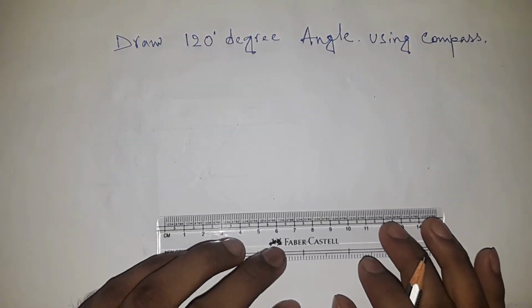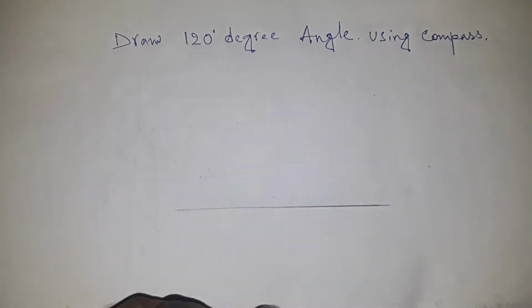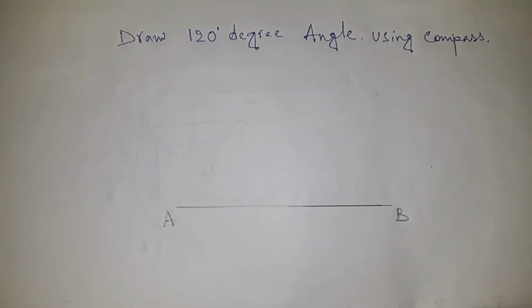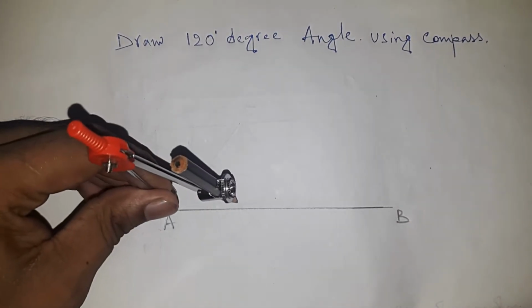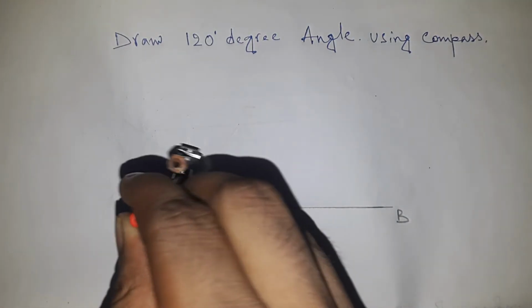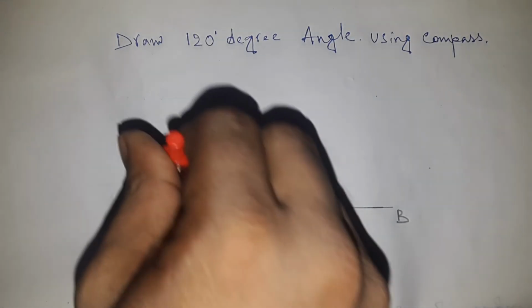So first of all, drawing a line of any length, okay, and the line is AB. Now I'm going to construct an angle on the point A. So putting the compass here and taking any radius and drawing an arc this way.